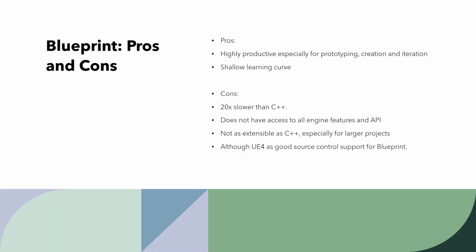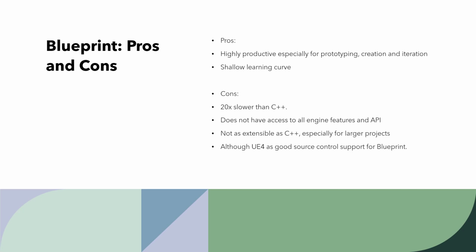Blueprint's pros and cons. Well, it's highly productive, especially for prototyping, creation, and iteration. It's got a very shallow learning curve. However, the cons being that it's 20 times slower than C++, factual. And although Epic Games introduced Blueprint nativization in the later versions of Unreal Engine 4 in order to circumvent performance issues by compiling blueprints to C++, it should be enabled manually.